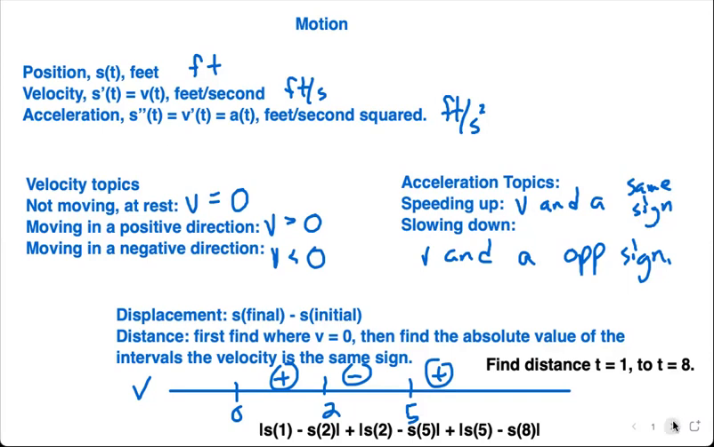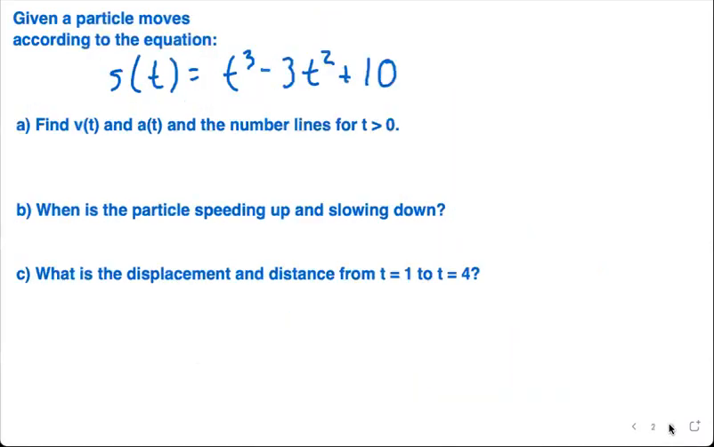So let's actually give it some more context, okay? Given a particle moves according to an equation here, s of t equals t cubed minus 3t squared plus 10.